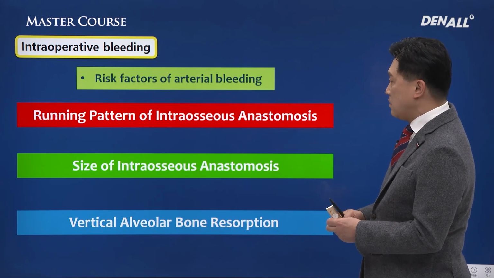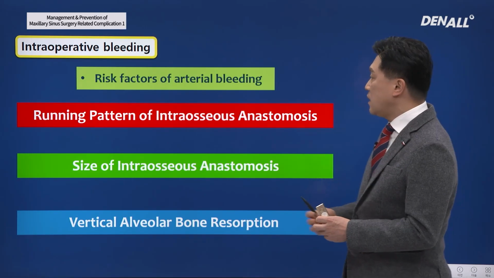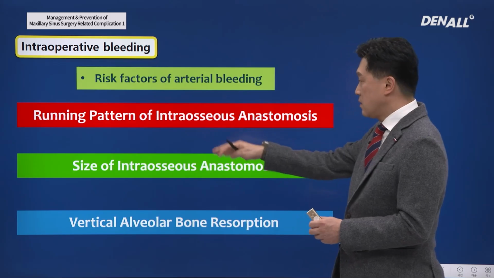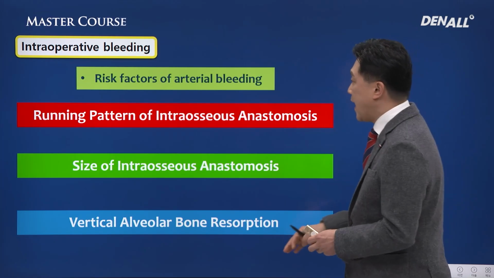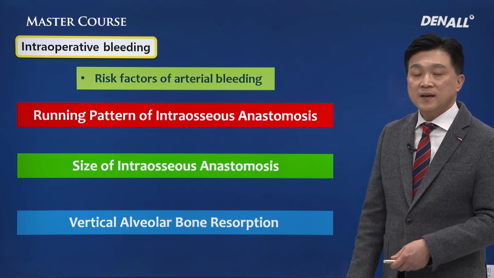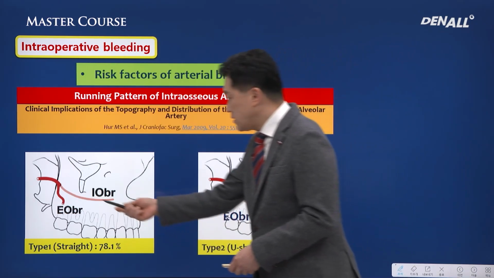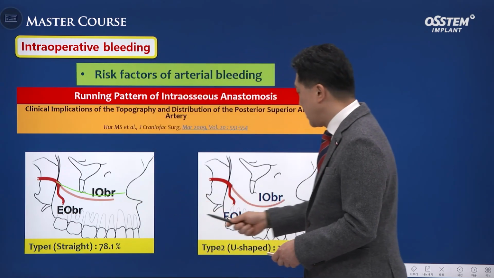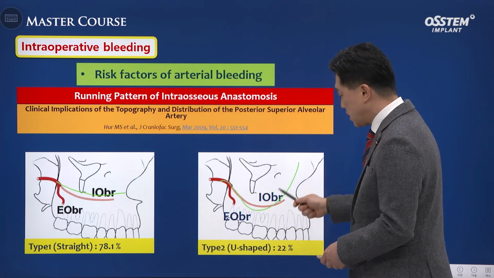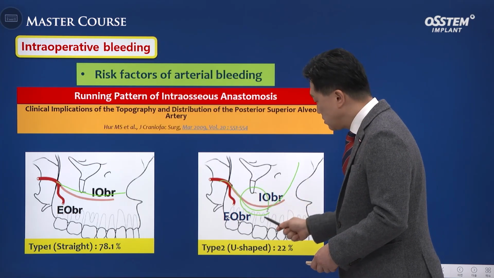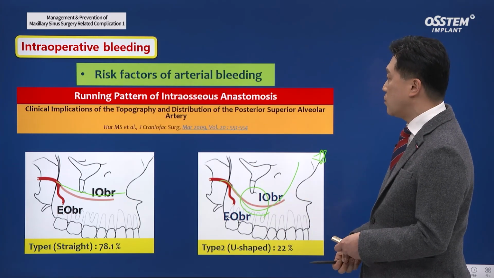There are 3 different risk patterns in terms of intraosseous anastomosis artery. We need to look at running pattern and size of intraosseous anastomosis artery, as well as the level of vertical alveolar bone resorption. These are the risks. As shown, in most cases, intraosseous anastomosis artery runs as straight. However, about 20 to 22% of the time, it shows a U-shaped pattern. In this case, you need to be very careful in forming window. The running pattern is very important.